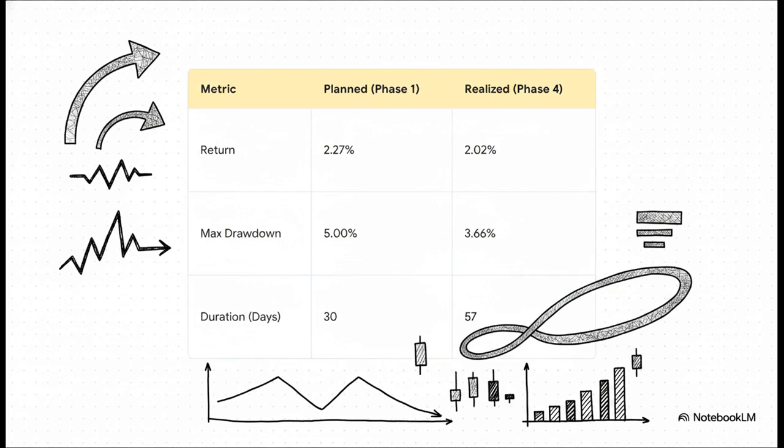But here's the interesting part. Look at the risk. The actual maximum drawdown was only 3.66%, which is significantly better than the 5% they had planned for. Now, the trade-off seems to be time. The cycle took 57 days to complete, nearly double the planned 30-day window. So less risk, slightly less return, and it took longer to play out.